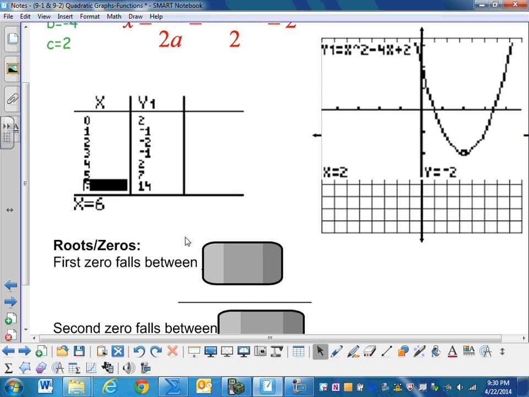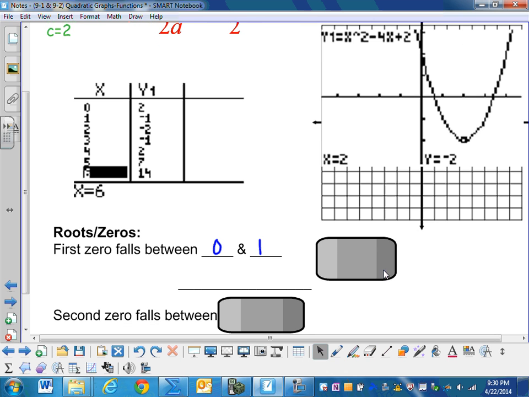So for today, how we're going to describe this is we're going to say that the first 0 falls between, where's this x-intercept? It's between 0 and 1. And our second 0 falls between 3 and 4.